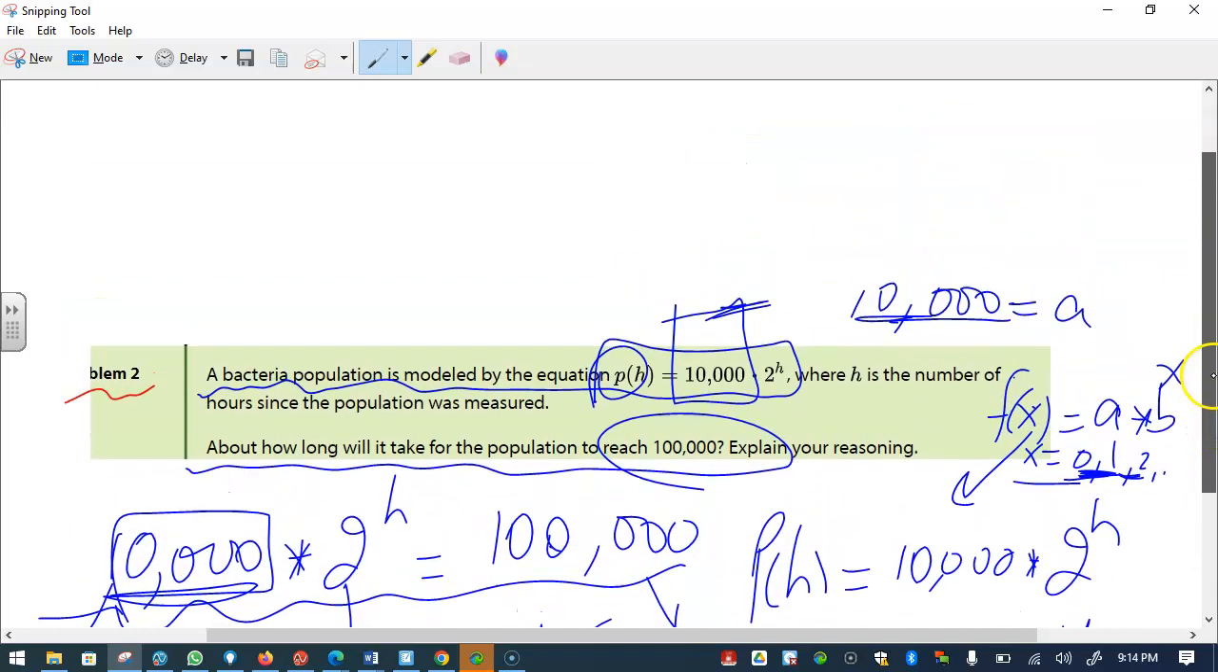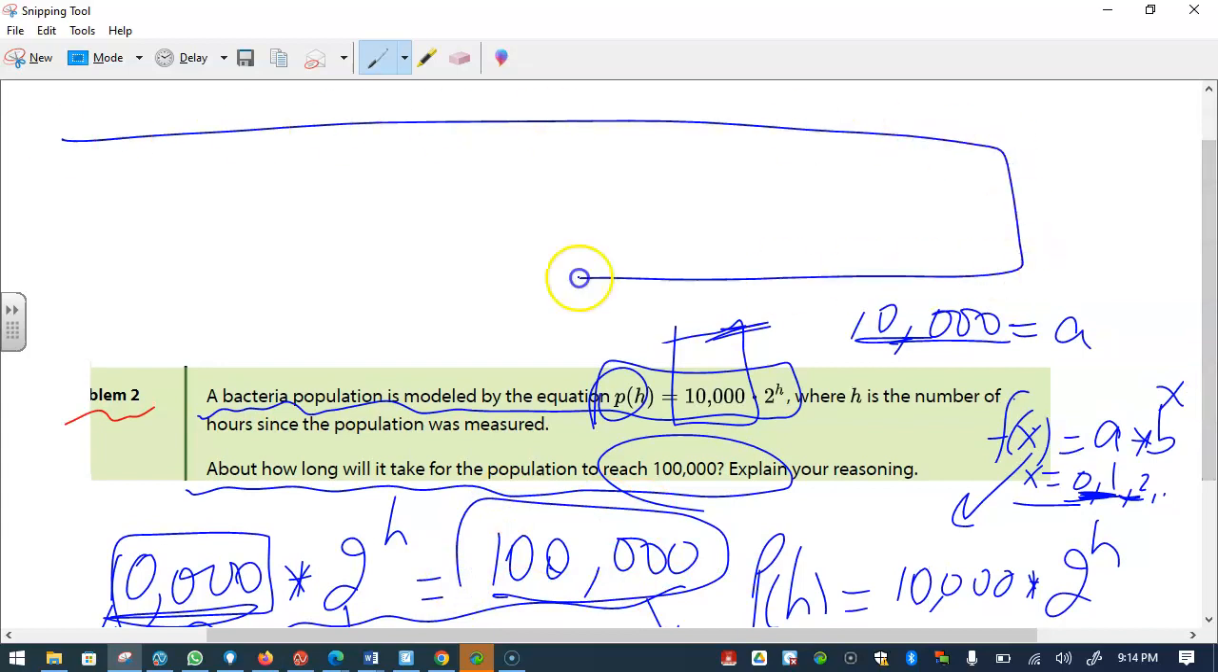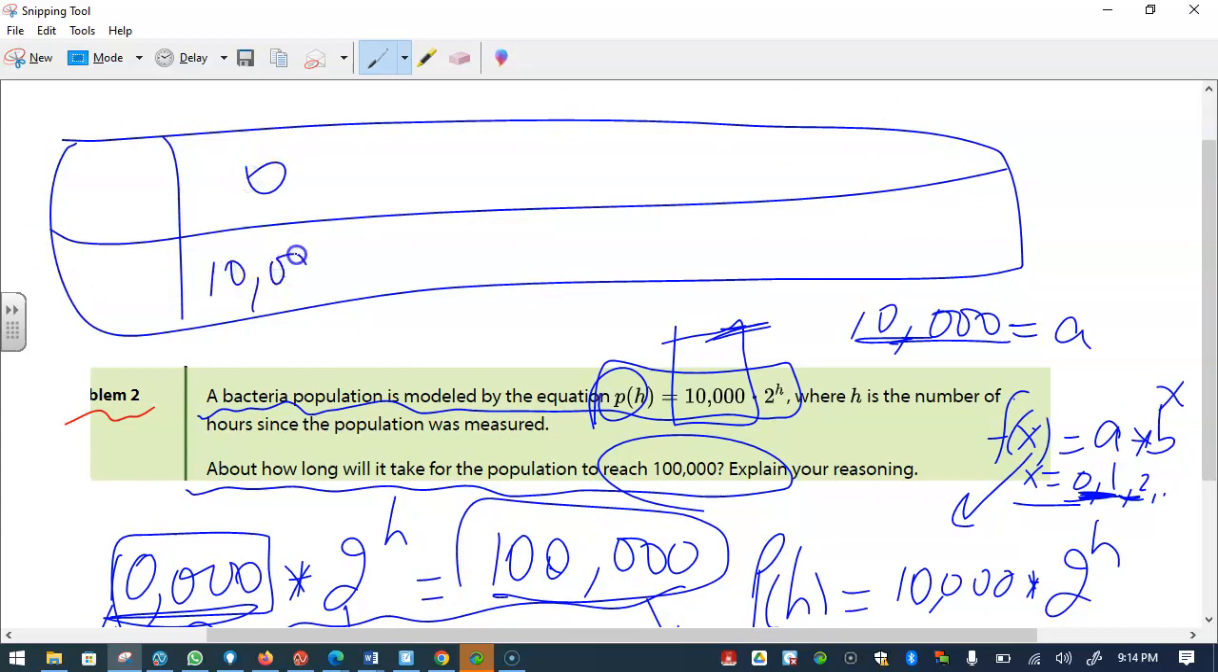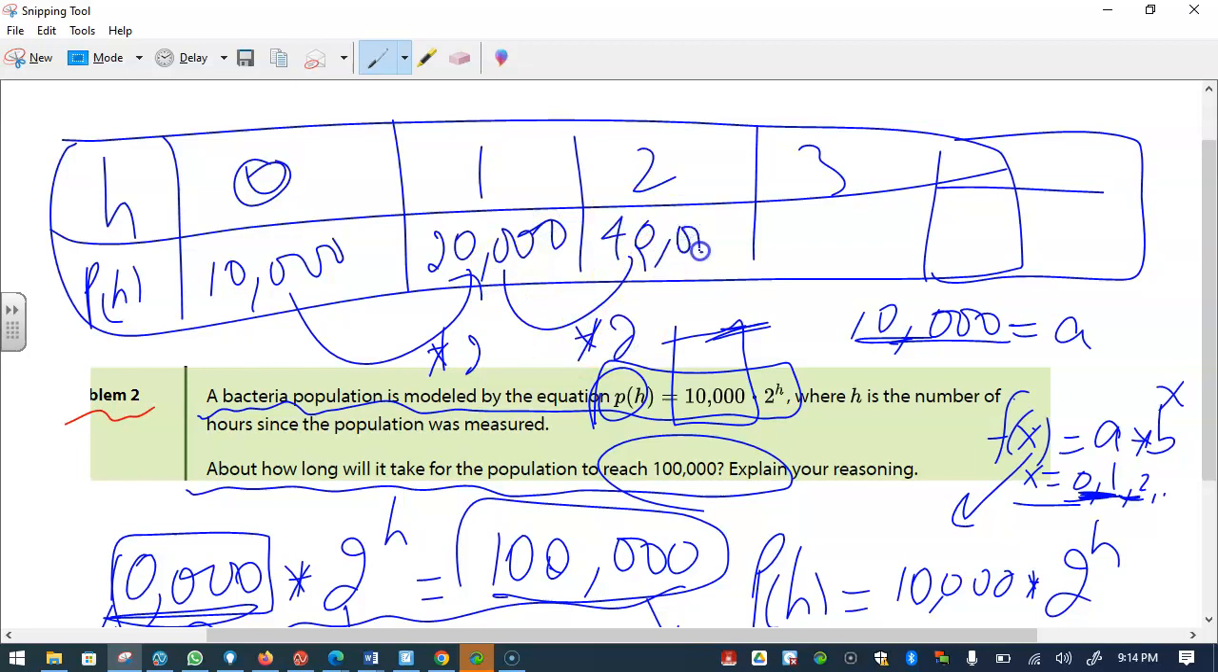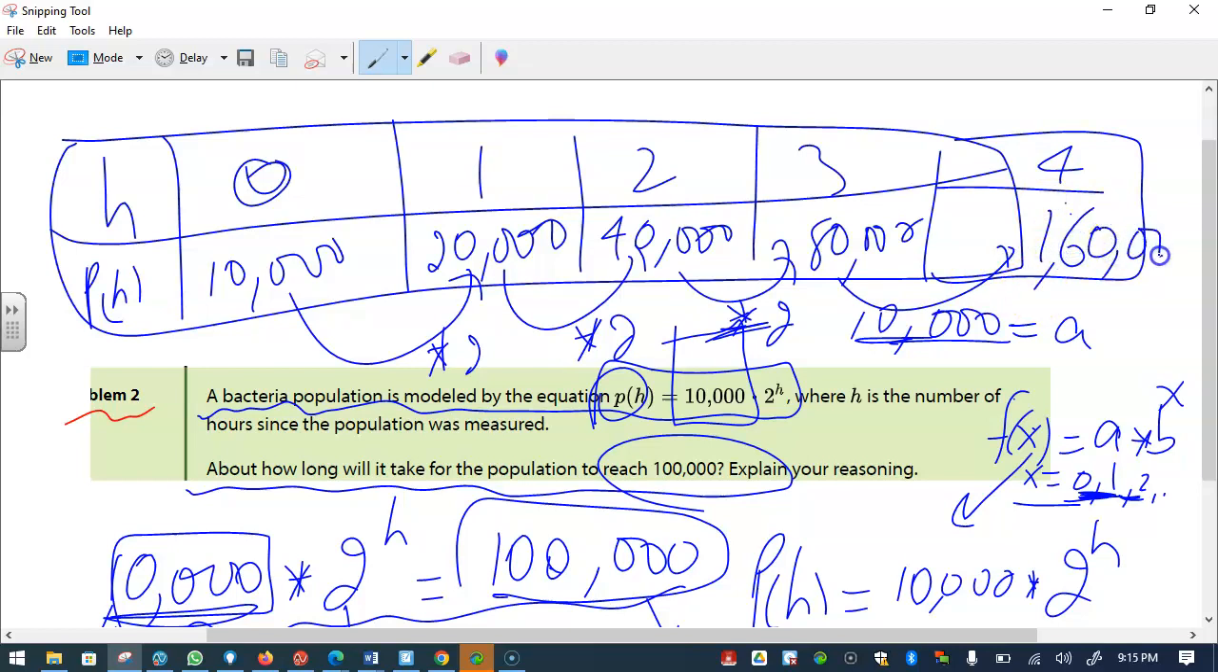So you can just use your common sense and say, when do you think this will happen? If you make a table, in the beginning it is 10,000. Then 1 hour, 2 hours, 3 hours, 4 hours, with H and the population of the bacteria. You multiply by 2, you get 20,000. Then you multiply by 2 one more time, you get 40,000. Multiply one more time, you get 80,000. Multiply one more time, 160,000. You can see this is high. They want to know when it's going to be 100,000.